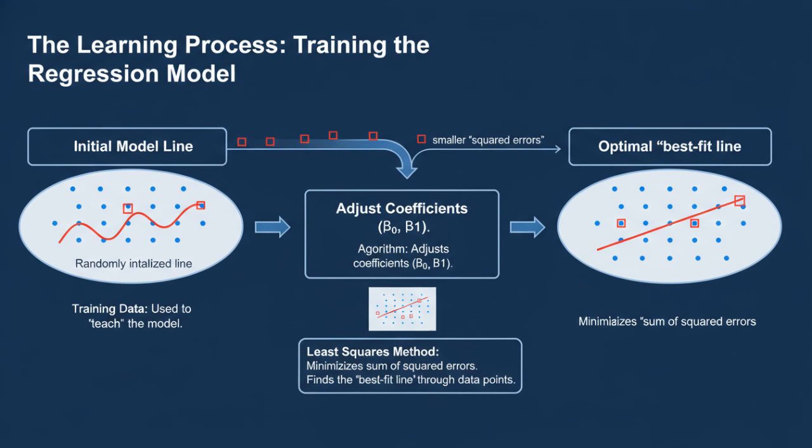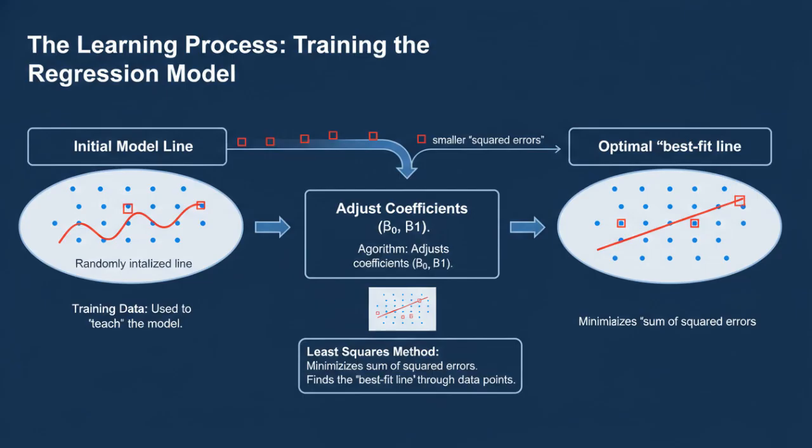Once our data is clean and prepared, we move to the crucial phase of model training. This is where the regression algorithm learns from the training data. The goal is to find the optimal values for the coefficients, our beta 0 and beta 1, that define the best fit line through our data points. The most common method for this is the least squares method. This technique works by minimizing the sum of the squared differences between the actual observed values and the values predicted by our model. By minimizing these squared errors, the algorithm identifies the line that best represents the underlying relationship between our independent and dependent variables.